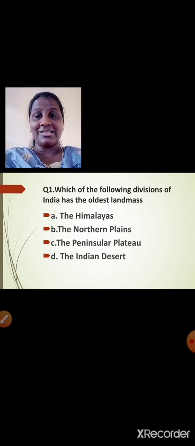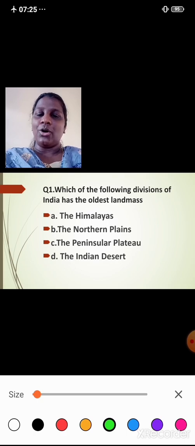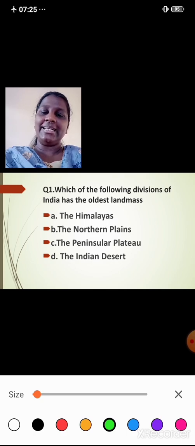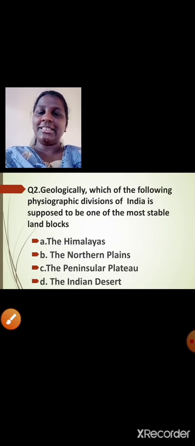Now it's time to ask you questions. Which of the following divisions of India has the oldest landmass? Option A, the Himalayas. Option B, the northern plains. Option C, the peninsular plateau. Option D, the Indian desert. Which of the following divisions of India has the oldest landmass? Yes, it's the peninsular plateau. Very good.